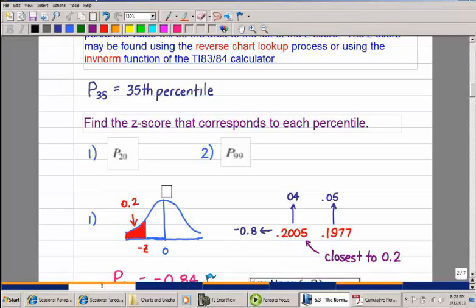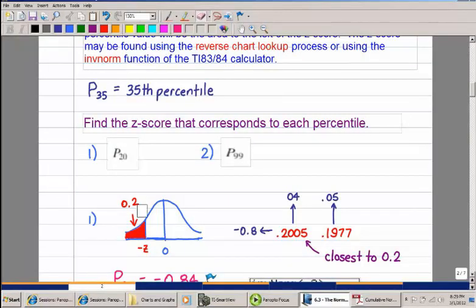Now I have a little sketch here. That's not necessary, but the 0.2 area to the left certainly guarantees that our z is going to be negative. In fact, if your percentile is less than 50, your z is negative. If it's greater than 50, it's positive. If it was 50, that would just be your median, which is the same as the mean in the normal distribution, so it would be 0. So it's going to be over here to the left.